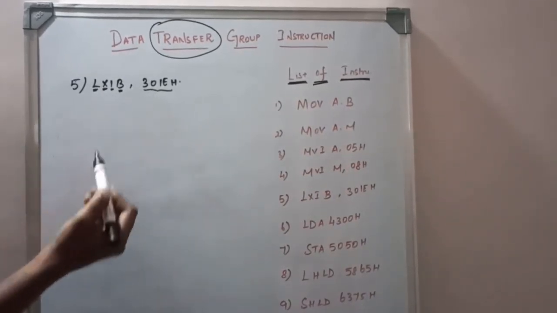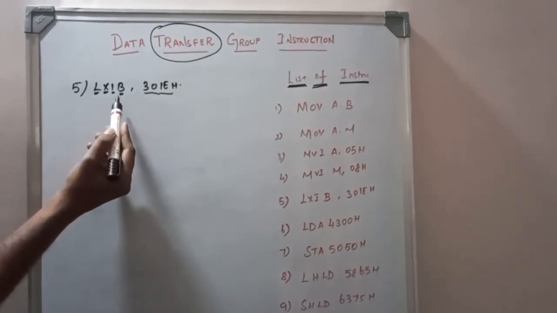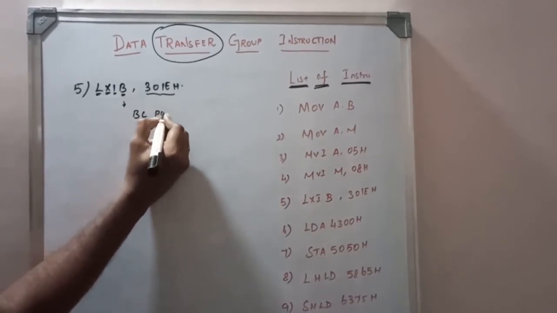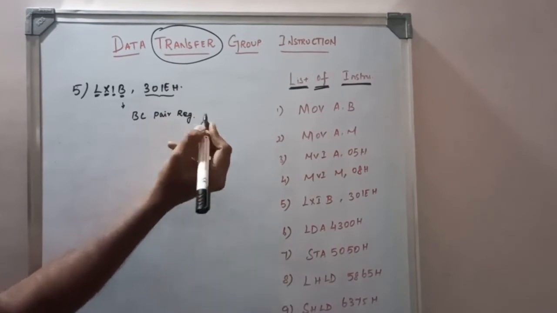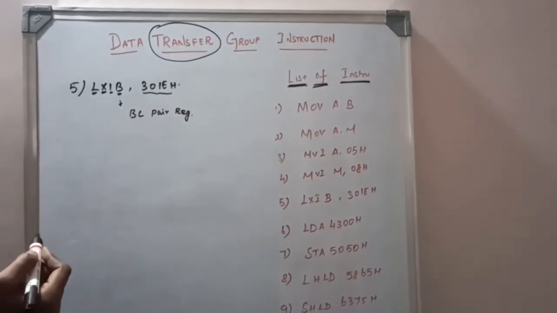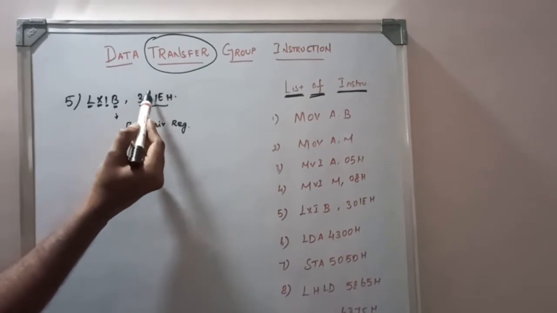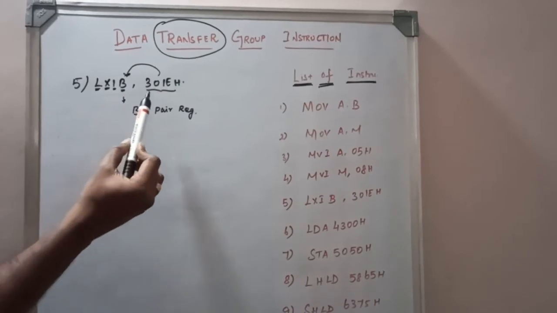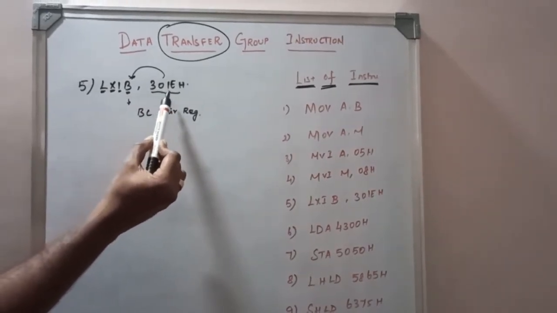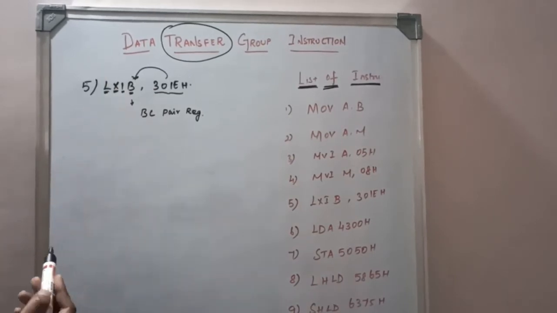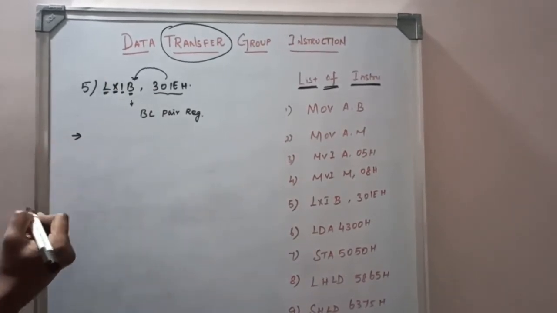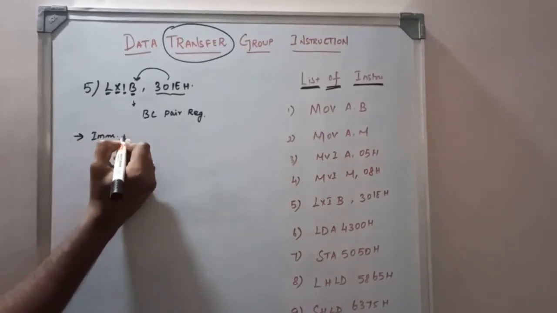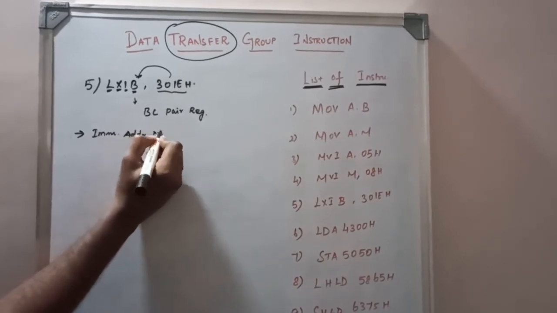Here the source is a 16-bit value, so you consider the destination also 16-bit. You take it as the BC pair register, to store this 16-bit value into the BC pair. After execution of this instruction, whatever value is specified in the instruction, 301E, is transferred to the BC pair register. Next, the addressing mode is immediate addressing mode.